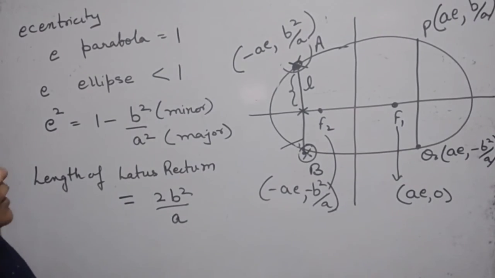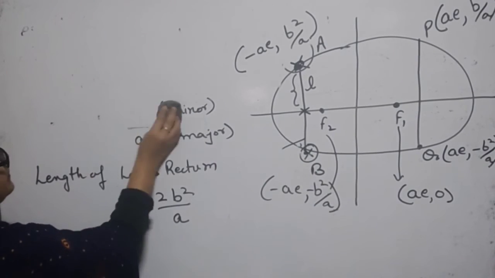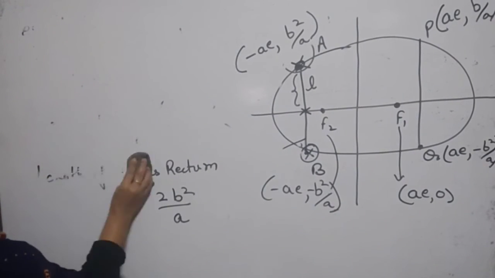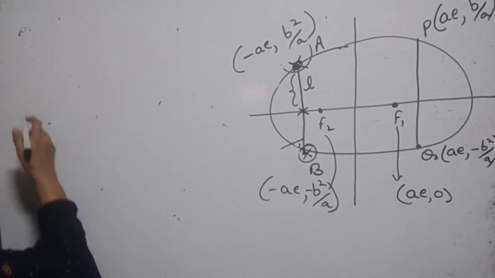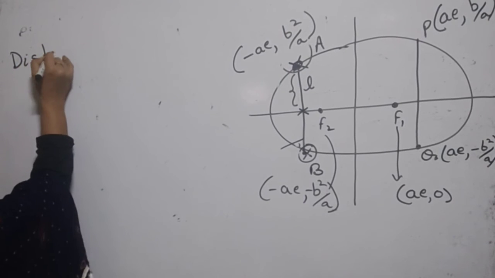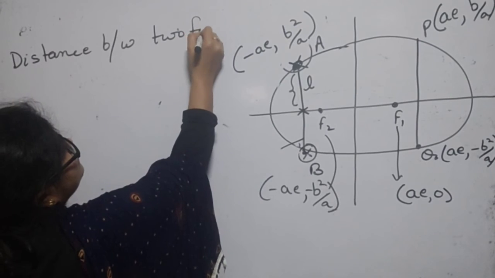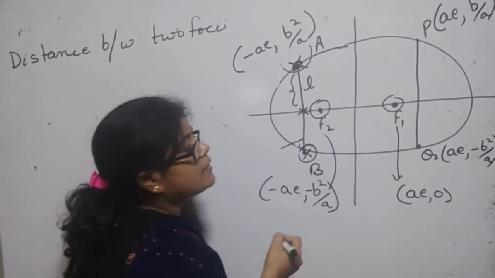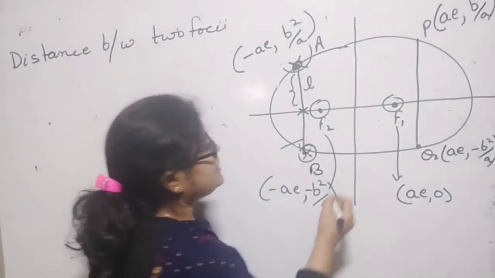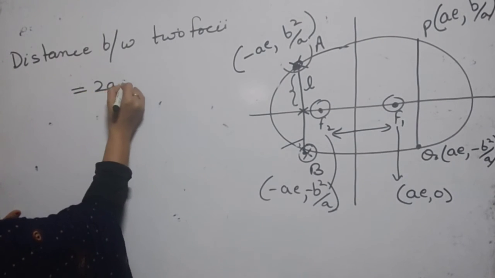Okay. Now, some more important terms which you should know before solving different types of questions on the ellipse. What is the distance between the two foci? For example, this is F1 and F2. If it is asked, what is the distance between F1 and F2, then its value is 2ae.